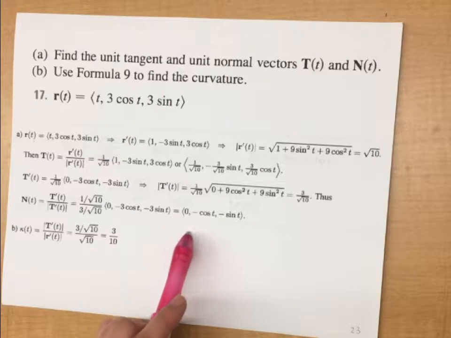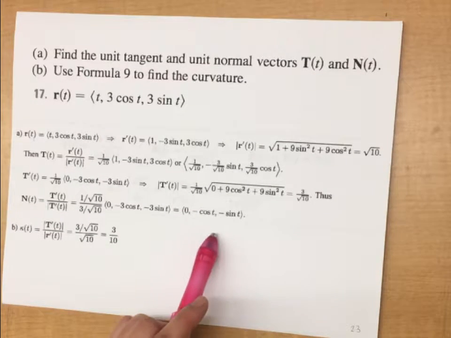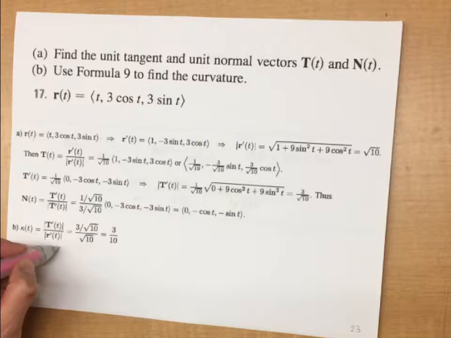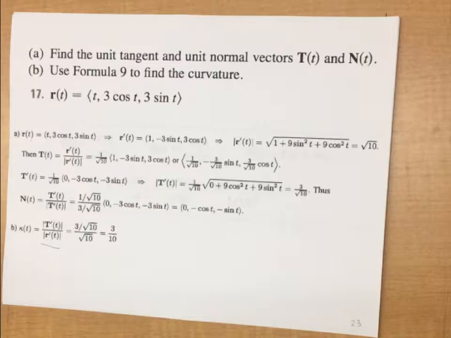And then it comes out to (0, negative cosine t, negative sine t). And then to find the curvature, we're given the formula: the magnitude of T prime of t over the magnitude of r prime of t. And so that's 3 over root 10 over root 10, which is just 3 over 10.